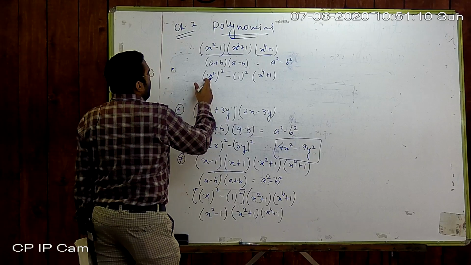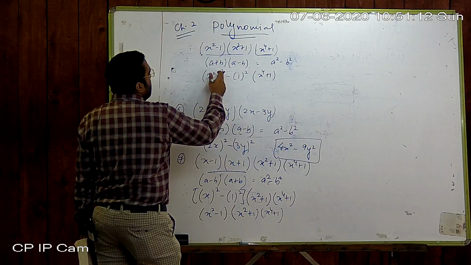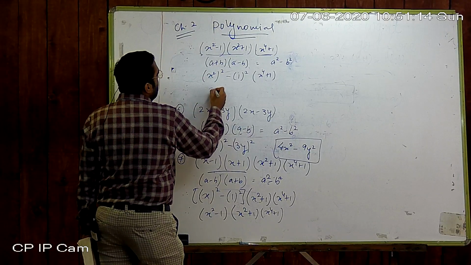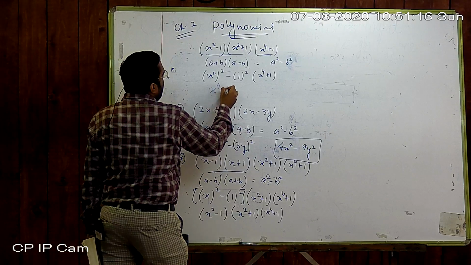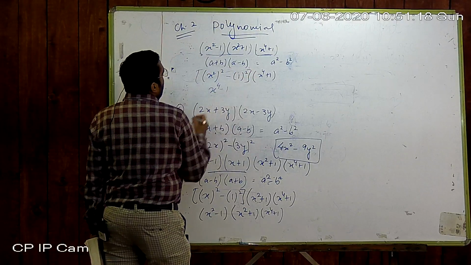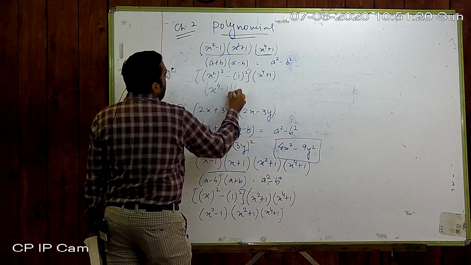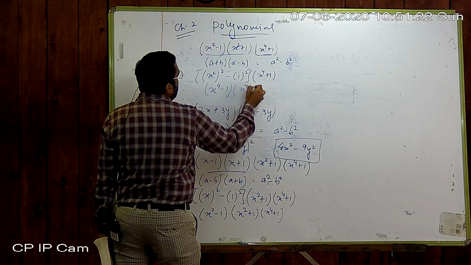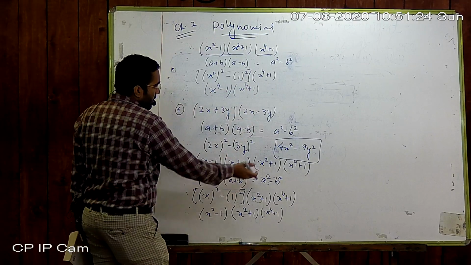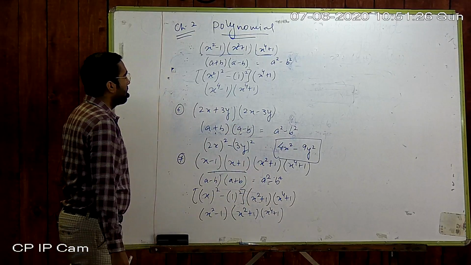Now x square squared, the square of the square, 2 to the 4, then your answer is x raised to 4 minus 1 for this bracket, and x raised to 4 plus 1 as it is from the starting of the sum. Okay.